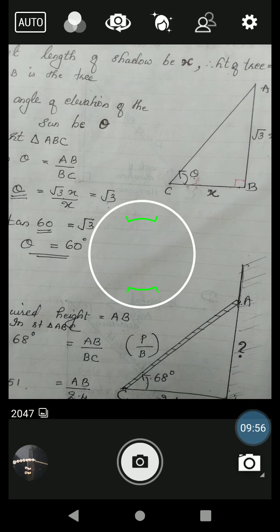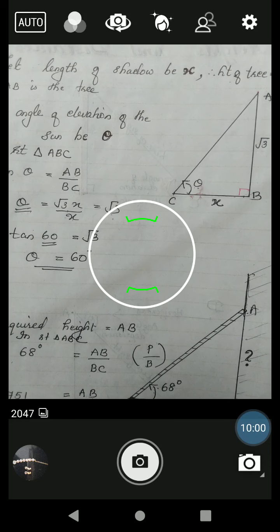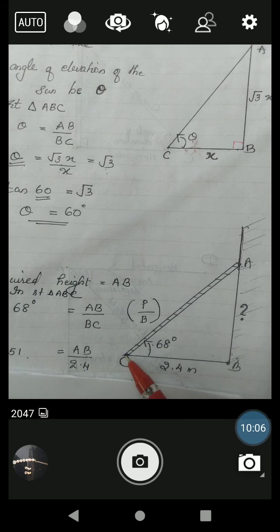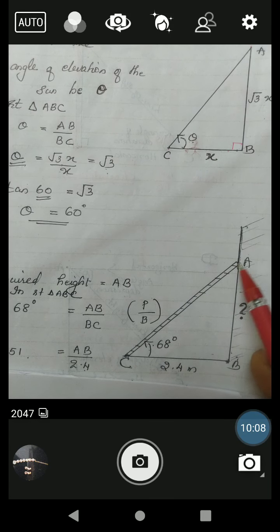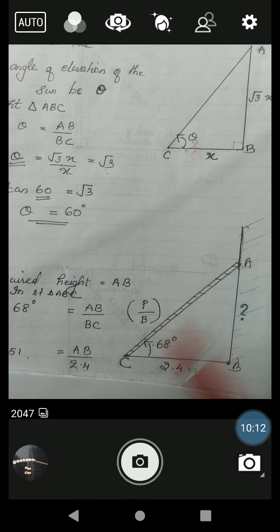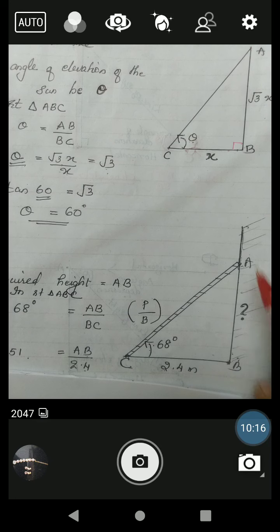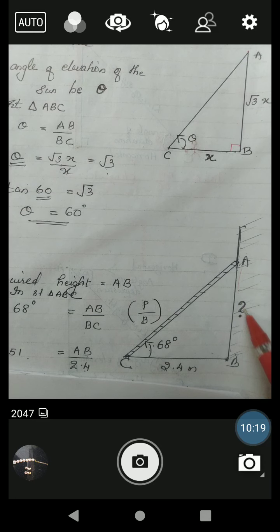We can draw a figure. Look, this is the wall, and the ladder is placed like this. This is the ladder. You just draw a line. The ladder is placed against this wall, and we want to find this distance AB.